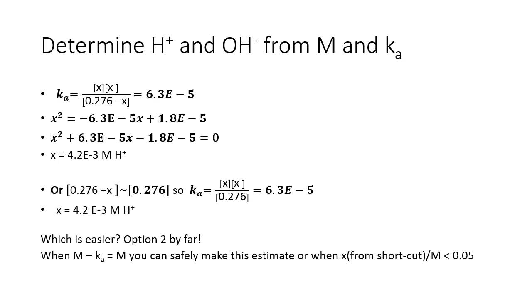The way that they put it in the book is that when X from the shortcut over molarity is less than 0.05, it's a valid assumption. So if your value will only change by less than 5%, it's okay to do this estimation.